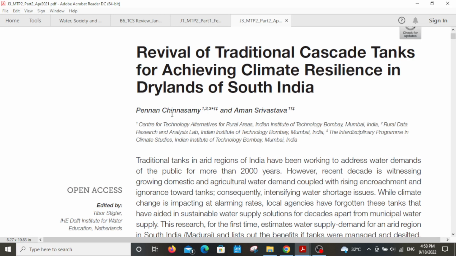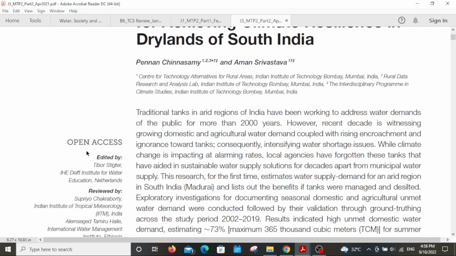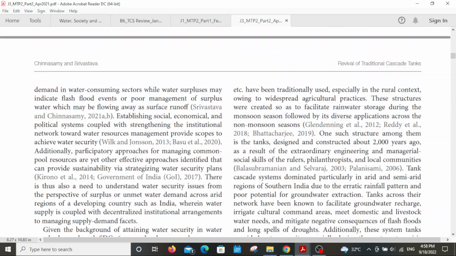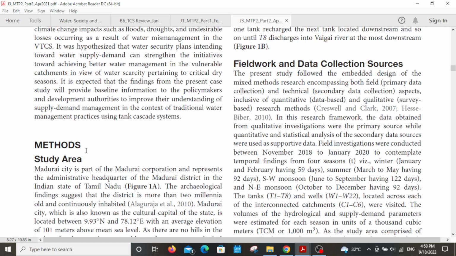So with this, I suggest all the enrolled candidates that you please go and visualize and see how the revival of traditional cascade tanks for achieving climate resilience is conducted for drylands of South India. And it is a very interesting research where the supply and demand aspects have been taken into account. So let's quickly review some of the findings from this manuscript because it is a follow-up of the previous research. We have the same study area.